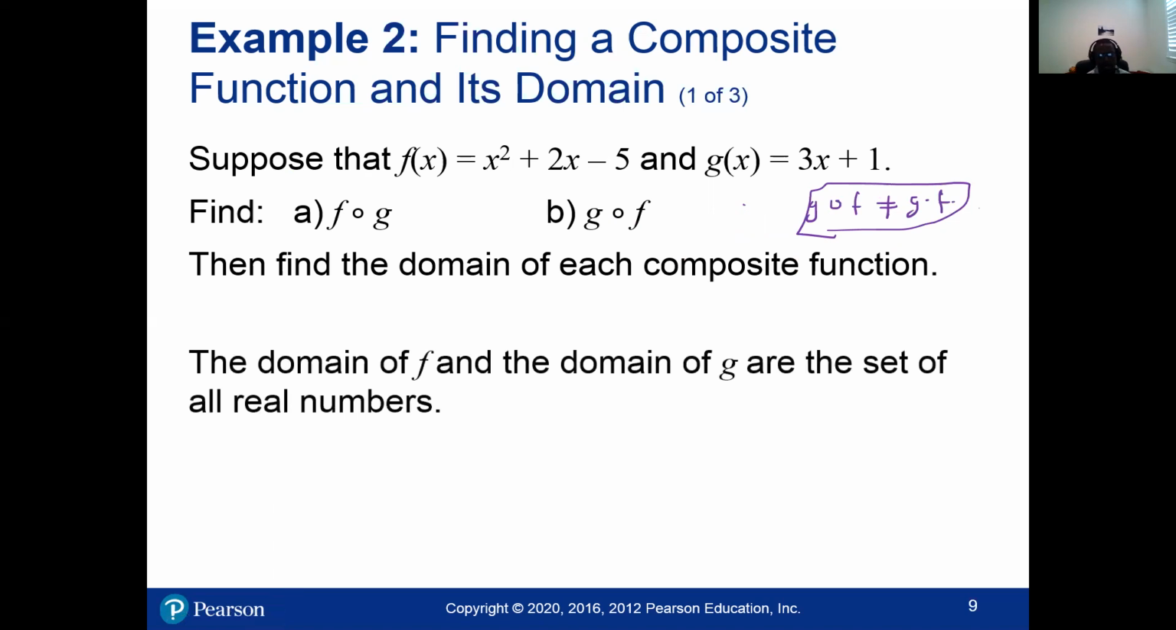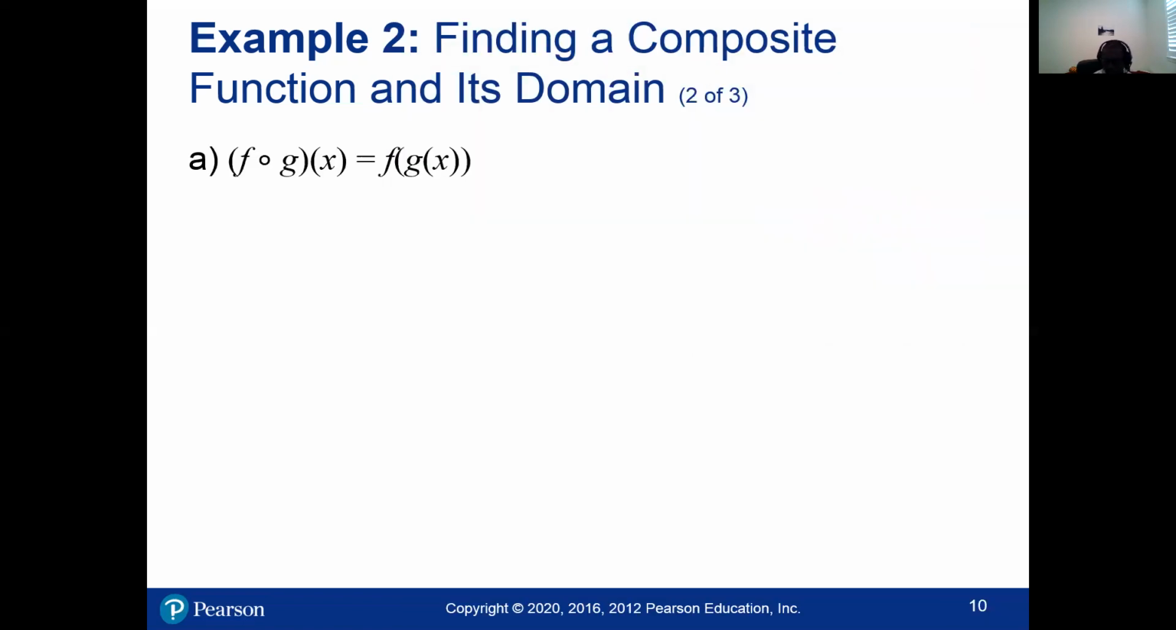Now remember, the domain of f and the domain of g are the set of all real numbers in this case. Okay, this is a polynomial. That's a quadratic function. That's a linear function. And so for f of g, the domain of f is all real numbers. The domain of g is also all real numbers.